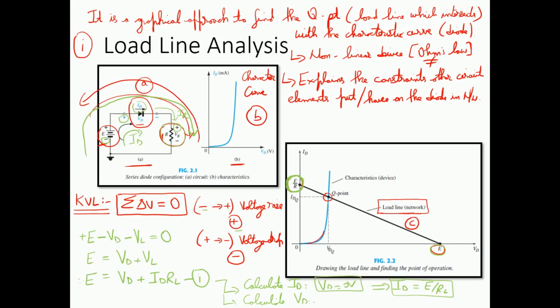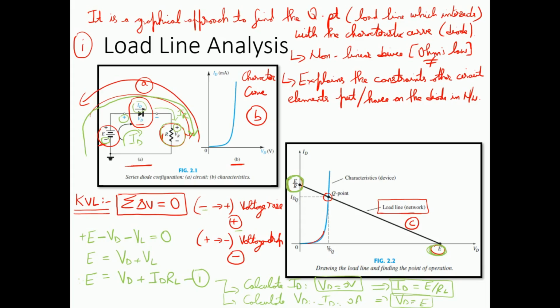Similarly, in order to calculate the voltage, in equation number 1 we take our current Id equal to 0 amps, thus our voltage Vd is going to be equal to E, and we can see that the maximum voltage we get is E over here. So this is how we calculate the maximum points of the load line.